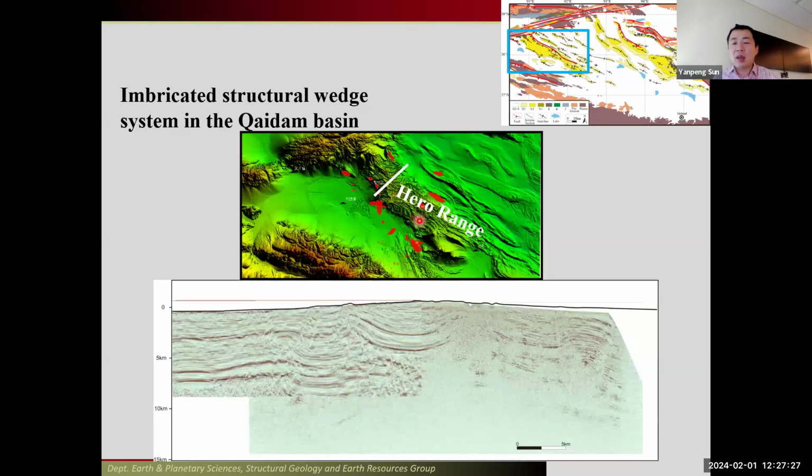So again, this is one line across that hero range. This is actually a combined line from the 2D regional one, along with line extraction from the 3D seismic data. So you can see that the 3D is actually better quality. That's why we try to combine the data when we have them available.